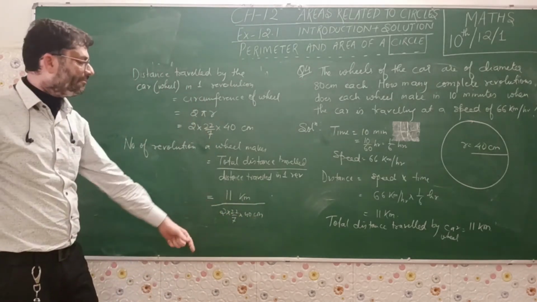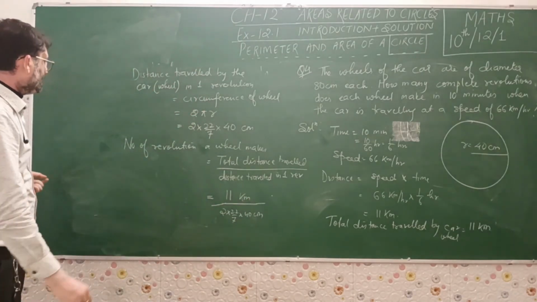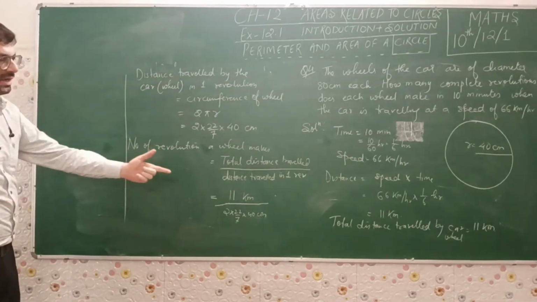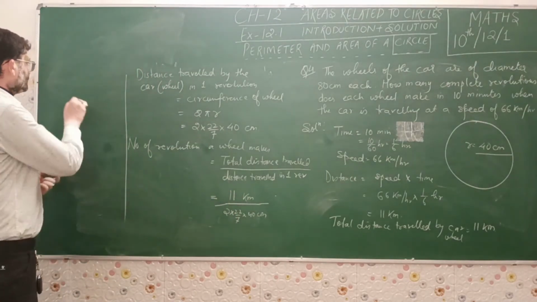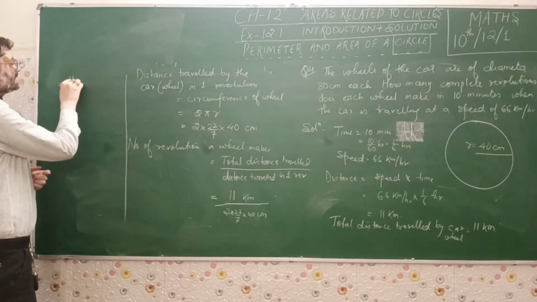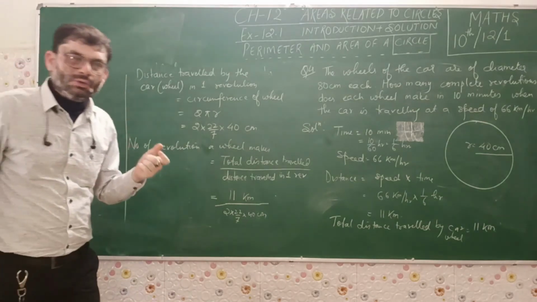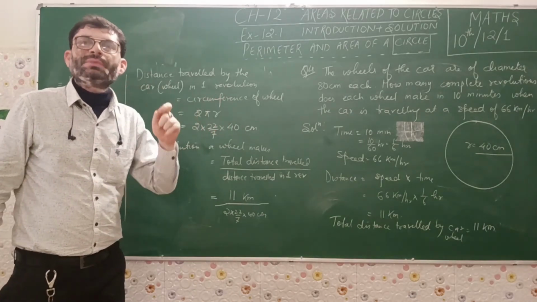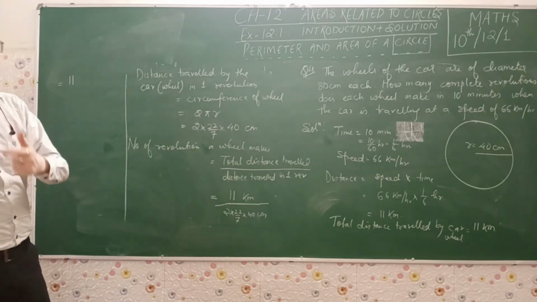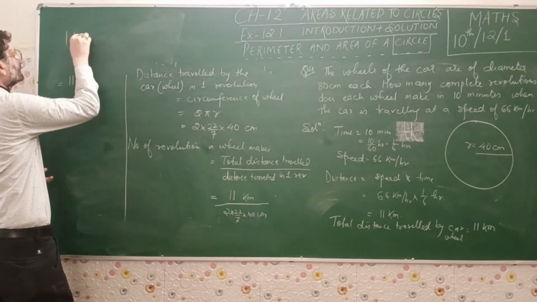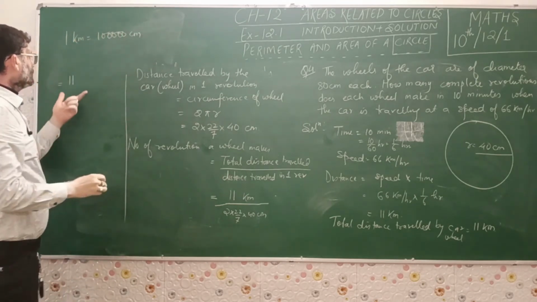The two units are different. One is in terms of kilometer, the other is in terms of centimeter. So let us equalize the units. We should convert this kilometer into centimeters for easy calculations. So this is 11 kilometers, and if you convert it into centimeters, from kilometer to meter we need 1000, and again from meter to centimeter we need 100. So directly from kilometer to centimeter, 1 kilometer is equal to 1 lakh centimeters.